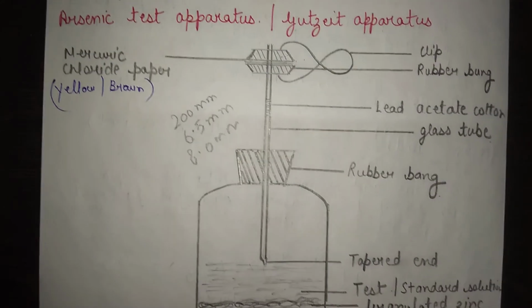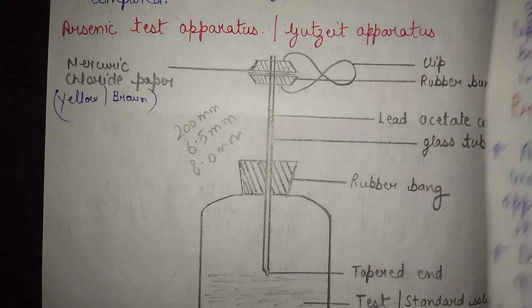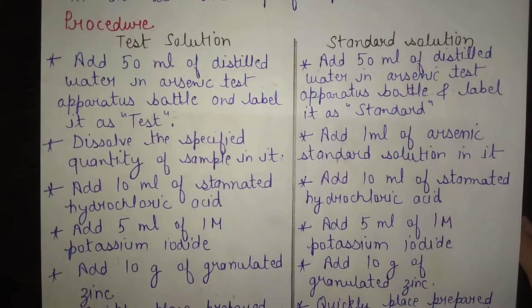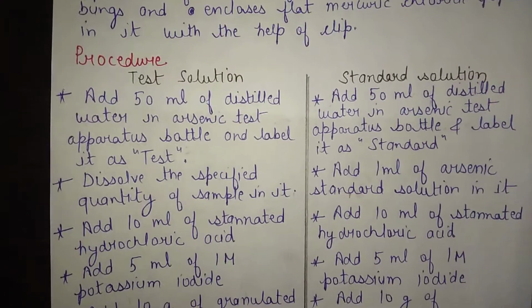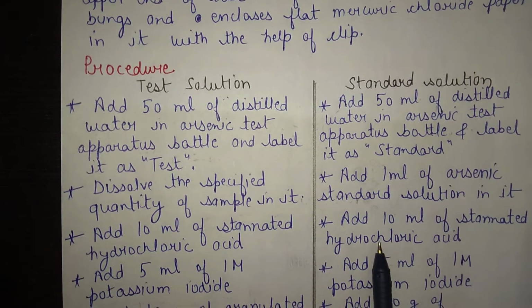So this was all about the Gutzeit apparatus which is used in the limit test for arsenic. This is a very important apparatus. Now let us talk about the procedure, like how we have to prepare our test solution and the standard solution, which we do in all our limit tests. So test solution, standard solution.